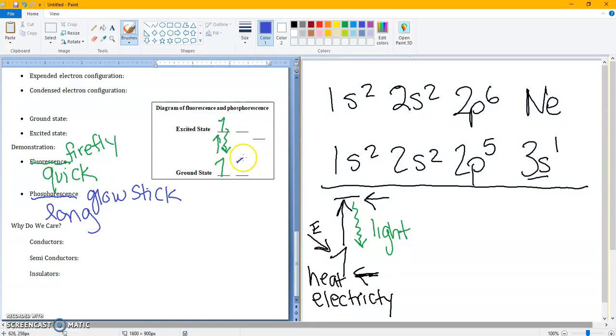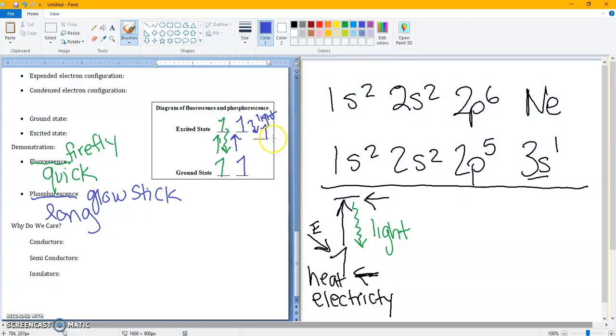So the pattern is the same. You still have an electron, and I'm going to hit it with energy, in this case a chemical reaction. And the electron is going to jump up into an excited state. However, instead of it falling directly back down into the ground state, it falls into another energy level. Now this energy level is not the ground state, but it is a lower excited state. So it still has some energy, but it's going to fall into that state, and it's going to produce light.